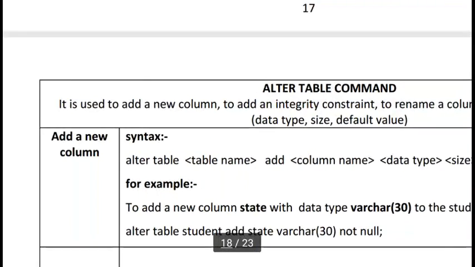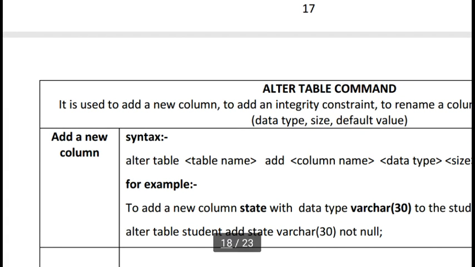Now we have another operation, the ALTER TABLE command. This is an important command. We can change the structure of a table, meaning we can change the name of a column, add a new column, rename a column, change the order of columns, and delete a column. So after creating a table, we can also change the structure, change the column name, add a new column, or add a new constraint.